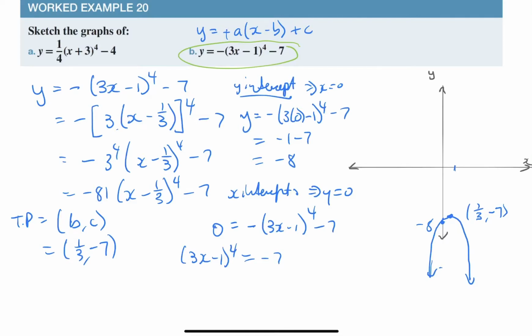If I now take the fourth root on both sides, it means 3x minus 1 equals plus or minus the fourth root of negative 7. Now nothing times itself 4 times can give me a negative, because a negative times a negative is a positive, times a negative is a negative, times a negative is a positive. So this is undefined. And that's just to prove that I don't have any x-intercepts.